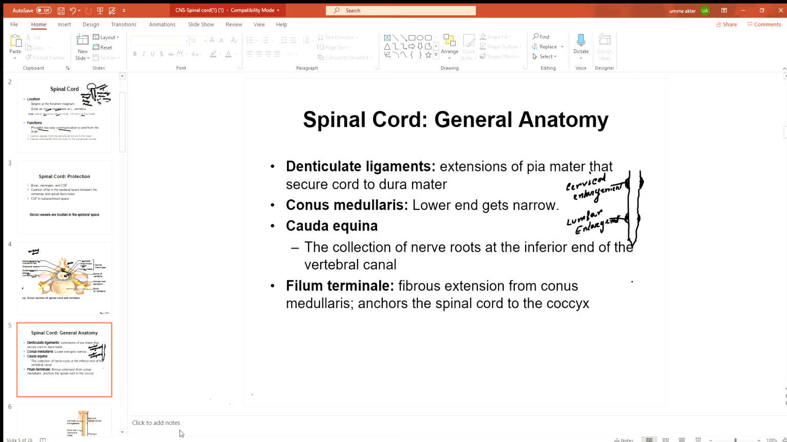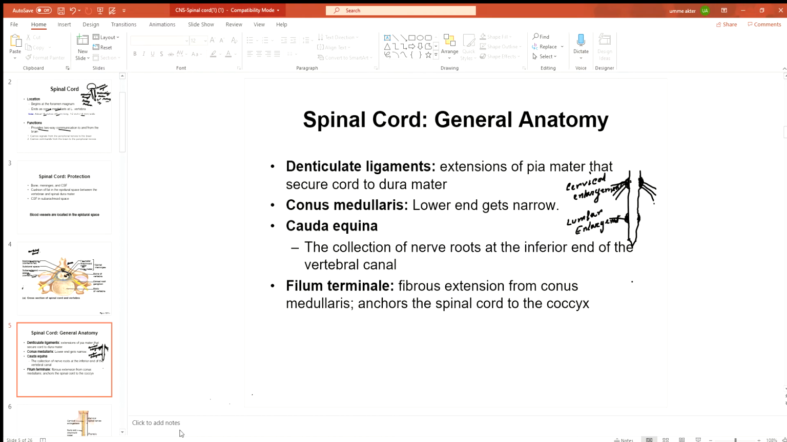Why in those two areas is the spinal cord wider? Wider means you have more neurons in these areas. Why? Because from the upper limbs, from your arms, the nerves enter into that area. That means the nerves that go to the upper limbs are bringing signal or taking the signal out from this area. That's why in this area you need more neurons to receive or send the signal. So you have an enlarged part in the cervical area.